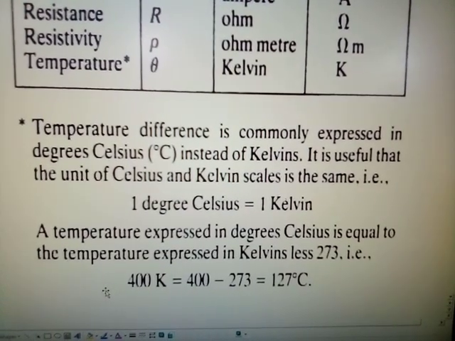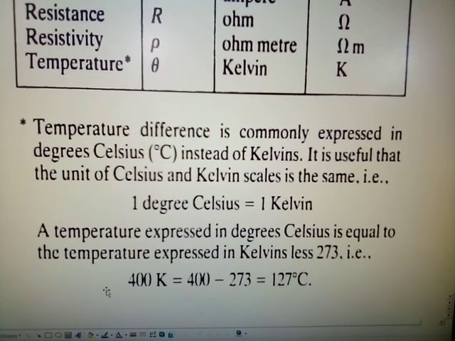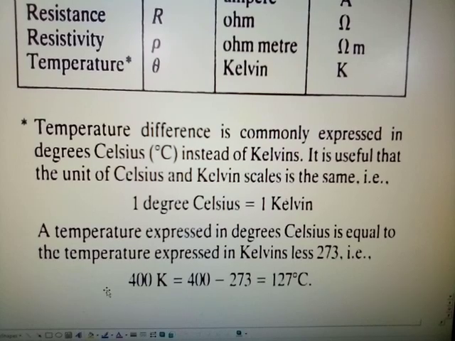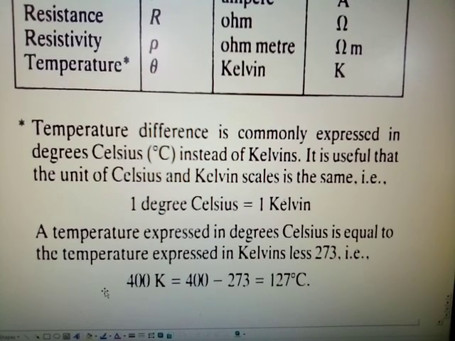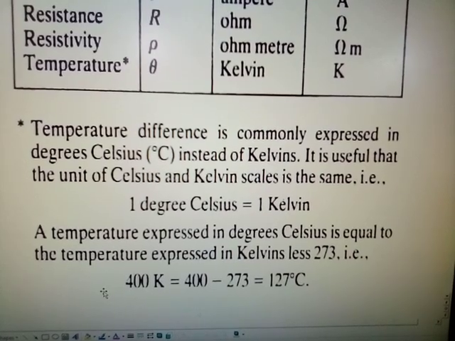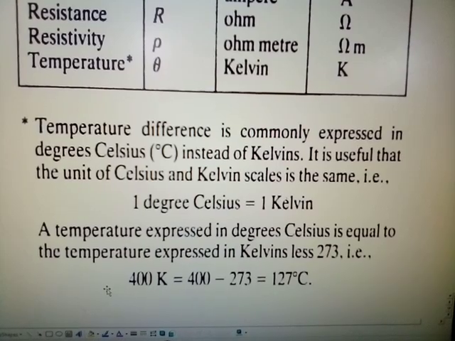So if I assume a figure of 100 degrees Celsius minus 273, it will then obviously be minus 173 Celsius. Okay.